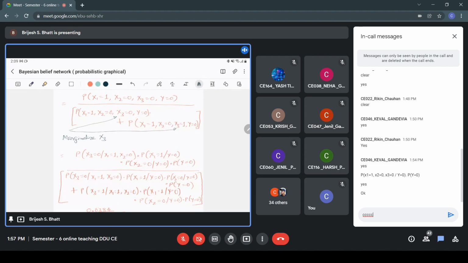Look at this formula, think over it for one or two minutes. I will wait, and please ask me if you have any questions on this. Is this clear? Any questions?